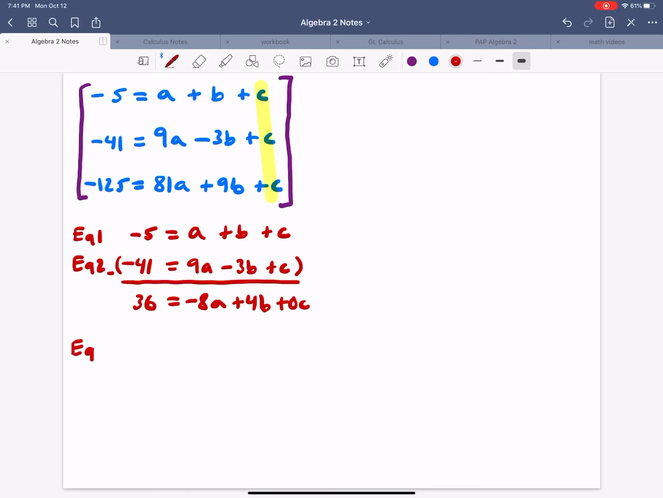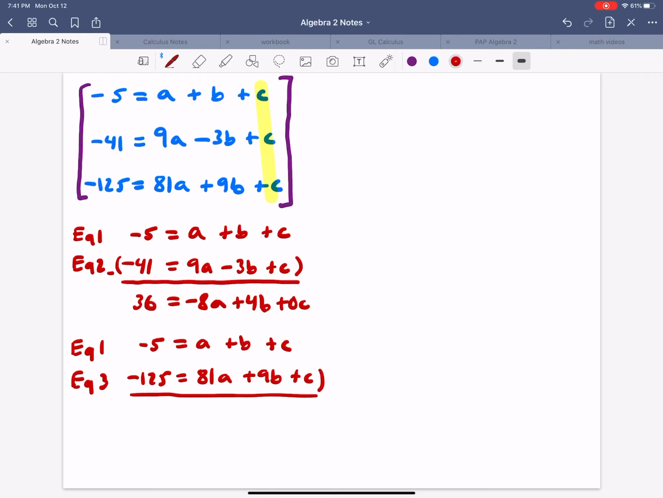This time I'm going to do equation 1 and equation 3. So again, that's negative 5 equals A plus B plus C. And then negative 125 equals 81A plus 9B plus C. Same deal, we're going to subtract each column. So we end up getting 120 equals negative 80A minus 8B plus 0C.